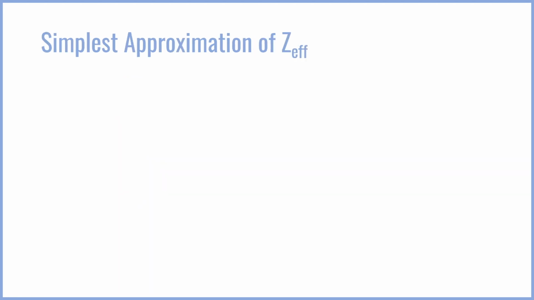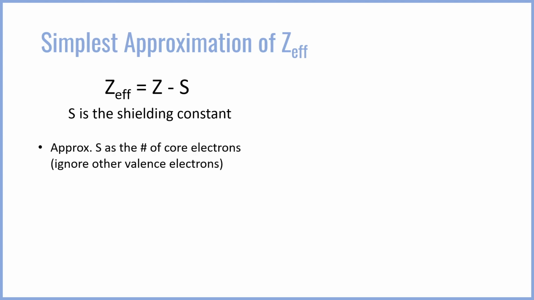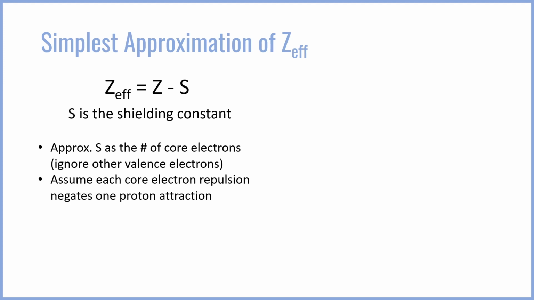Now, the way that we're going to do that mathematically here is with our simple little shielding equation. What we're going to do is approximate S, the shielding constant, as just being equal to the number of core electrons. In our approximation, the repulsion onto the valence electrons caused by a core electron is going to exactly cancel out one proton worth of nuclear charge.